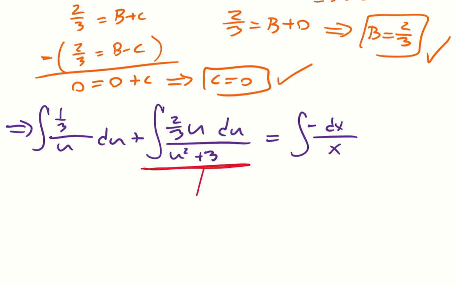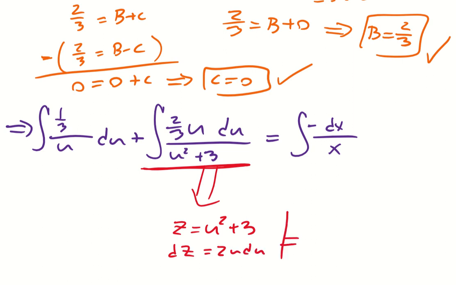So to make sure we make no mistake, let's just do a substitution. So we can say that z is equal to u squared plus 3. So dz would then be 2u du. So we have this integral 2 over 3 u du over z. So dz happens to be 2u du.